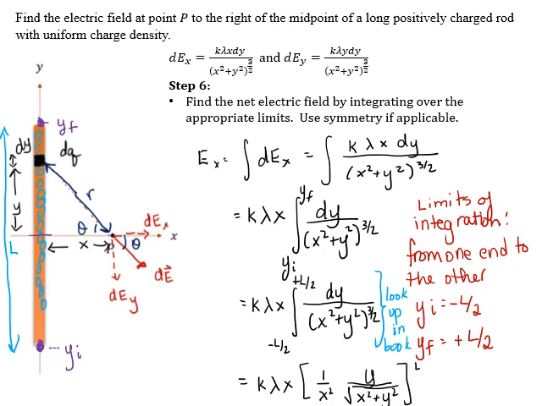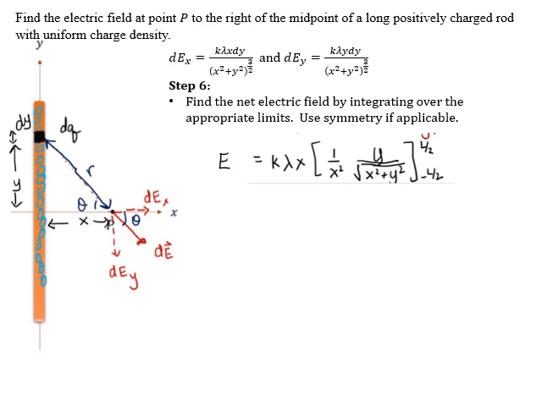And that's evaluated at our limits of L over 2 and minus L over 2. Okay, we'll keep going with this now on the next slide. So to carry on, we have to fill in our limits of our integration. So we get k times lambda, an x squared in the denominator, x in the numerator. So one of those cancels, and I'll pull that x out front.